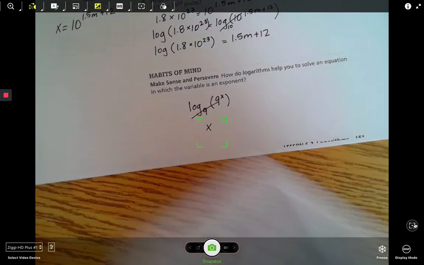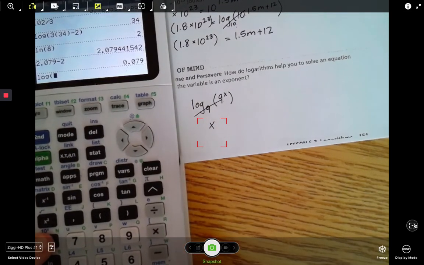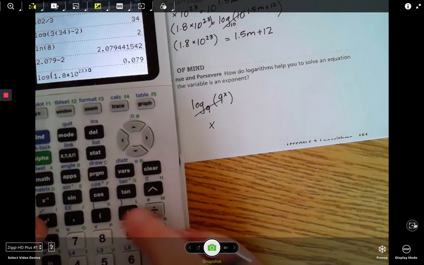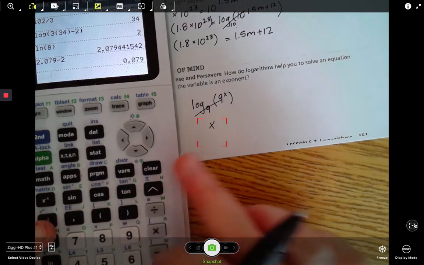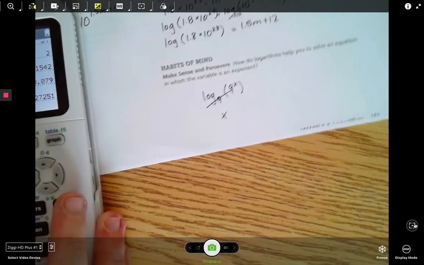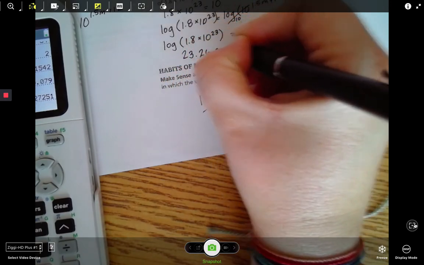All right, so I'm going to approximate what this is. I've got log of 1.8 times 10 raised to the 23rd power. That's about 23.26, approximately.